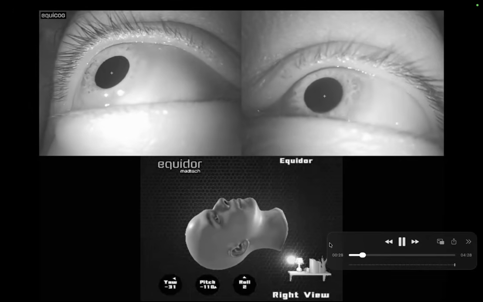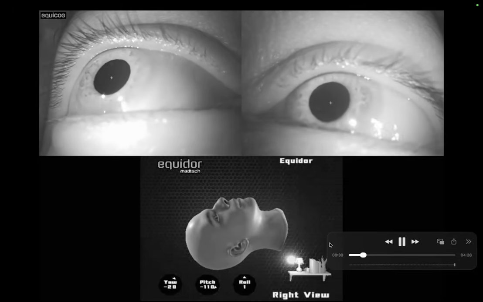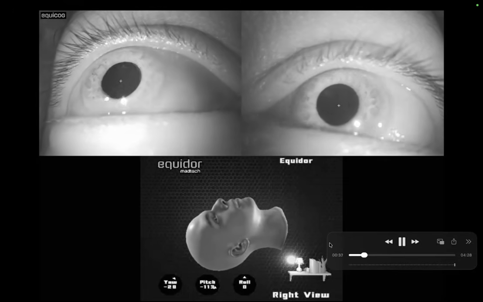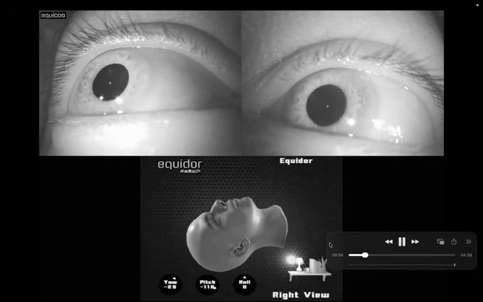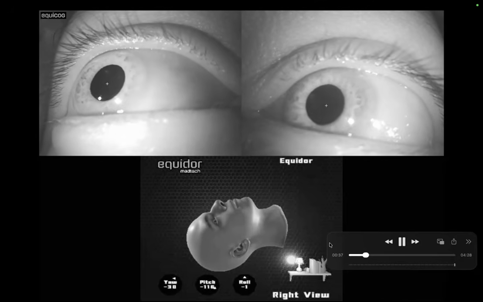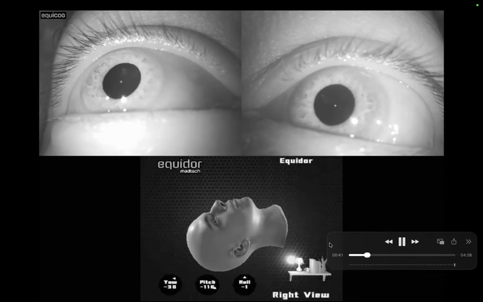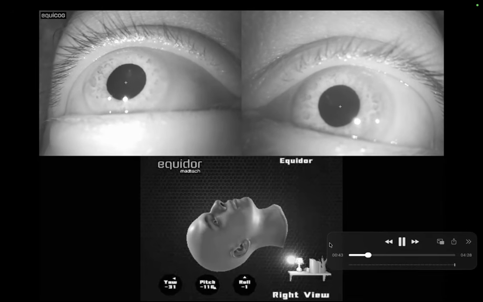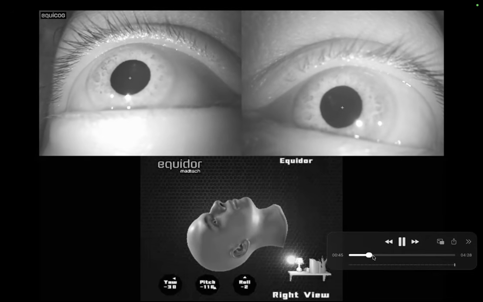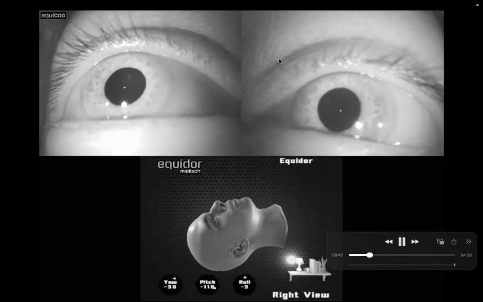When the head stopped, can you see the right upbeating torsional nystagmus to the right? You can see the upbeating torsional to the right. And then, just see, this video answers the question of how long you're supposed to wait.